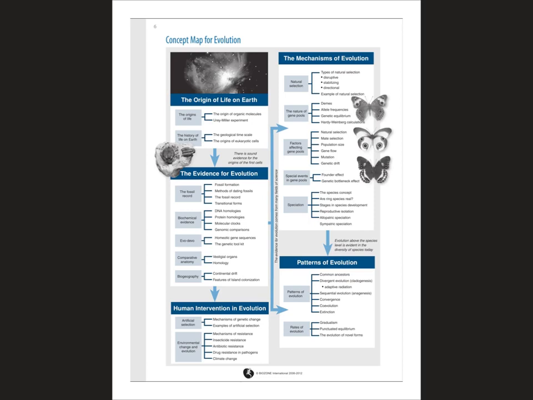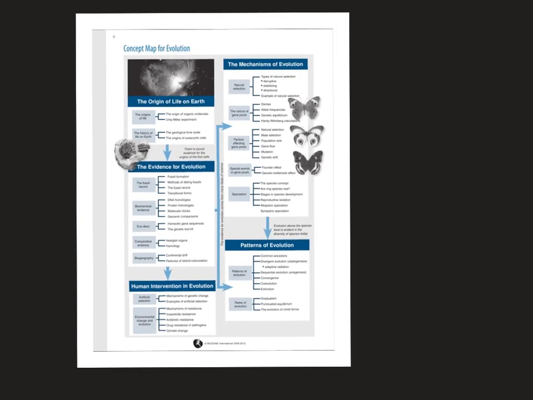So in this concept map for evolution, it helps you understand how the different components that we're going to be discussing are linked together. And obviously, it's going to be important for you to understand the origins of life, the evidence that supports evolution, the human interventions in evolution, the mechanisms by which evolution occurs, and the patterns that evolution creates that allow us to predict future events or to predict how one species is related to another. So you don't have to memorize these orders, but you can see this is foreshadowing what we're going to be covering through the whole unit.